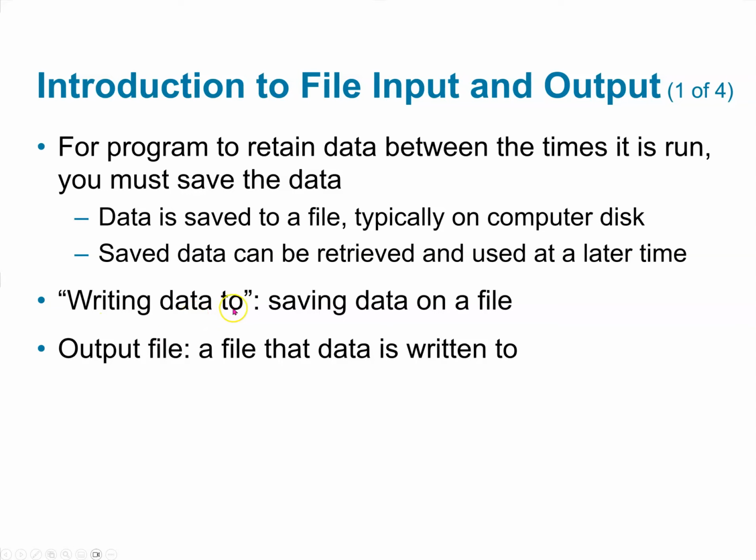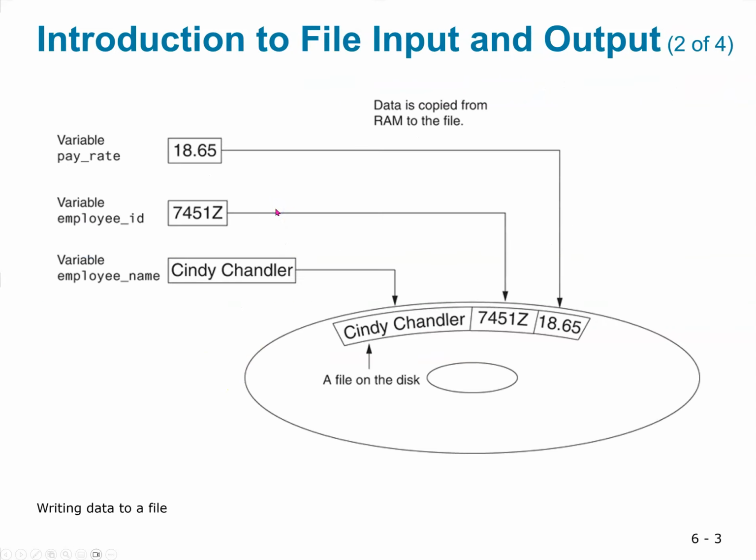Writing data to a file is what we call saving data. An output file is a file that data is written to. So basically, data is copied from RAM to the file and in different places on the file. Disks are organized in various different ways depending on the type of disk you might have.